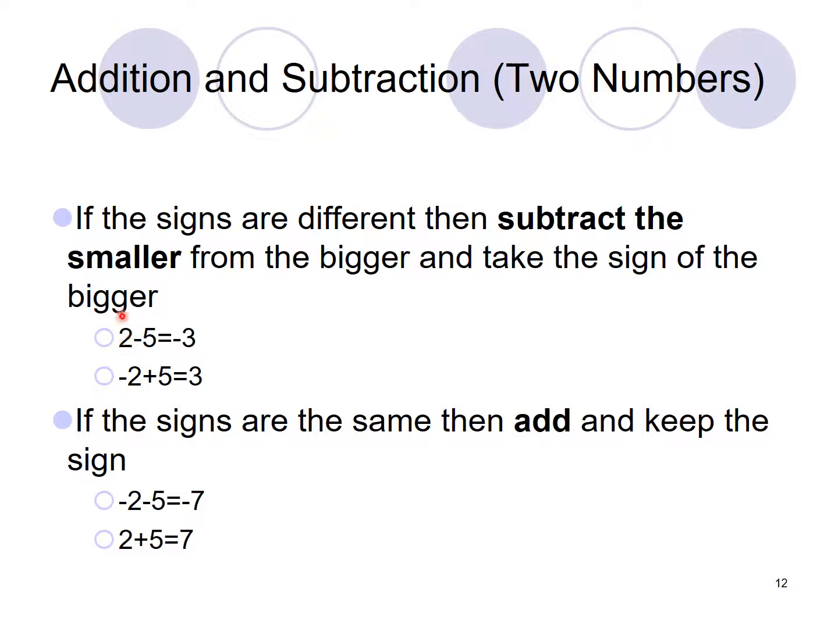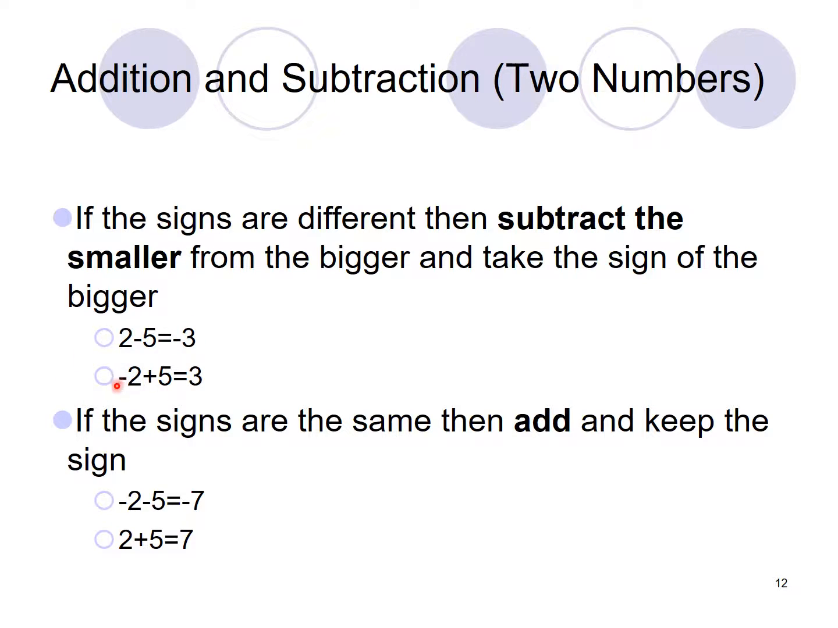So you take the small number, which is the 2, from the big number. So 2 from 5 gives you 3. Okay, what's our answer? Is it positive or negative? Keep the sign of the bigger. So keep the sign of the big number, which is the 5. So your answer is negative, negative 3.